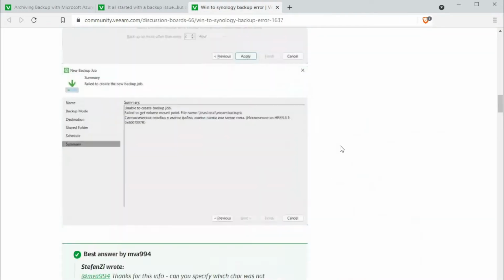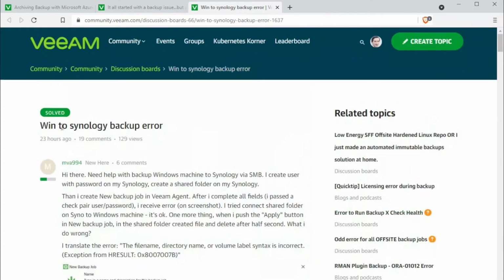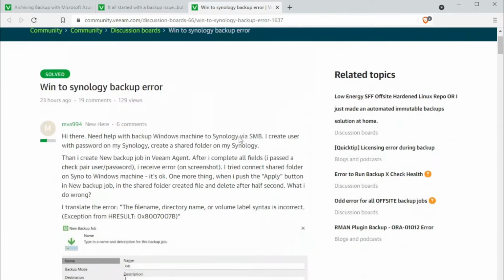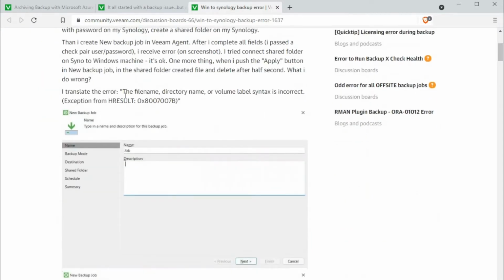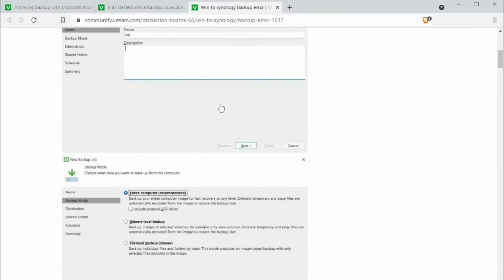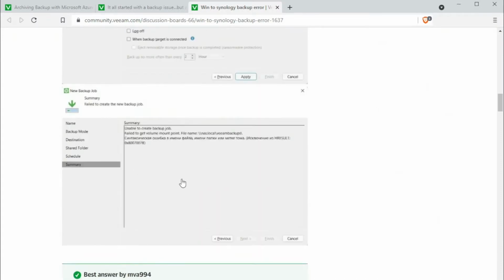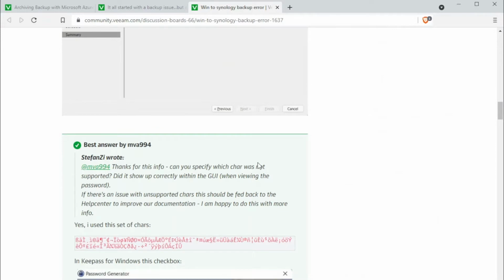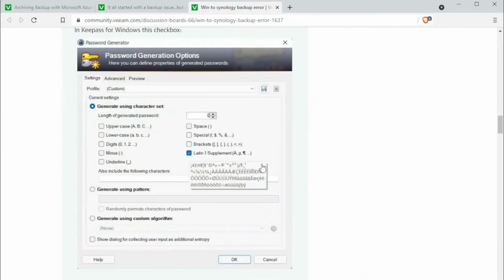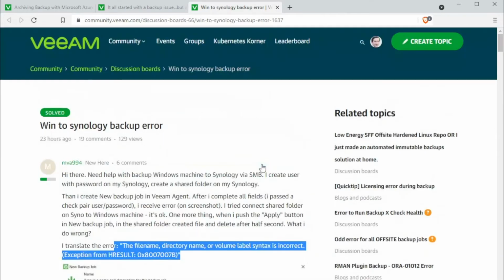And the third one, it's the last one. It's the first one from, I think it's a new user. It's MVA994. And he asked the community how to solve his Synology backup error problem. So he describes the problem, what is the error message, and how the error looks like. And Michael, I think you have to tell us more about this, because you also included it in the post.